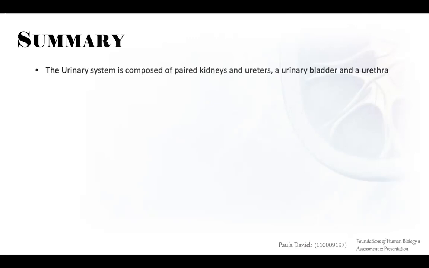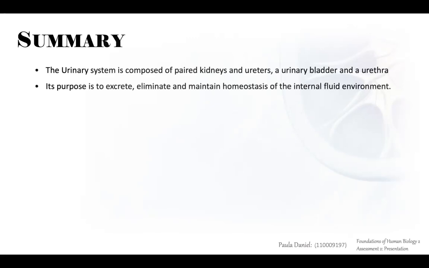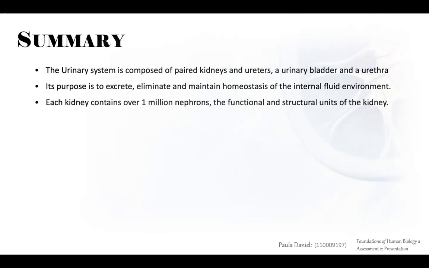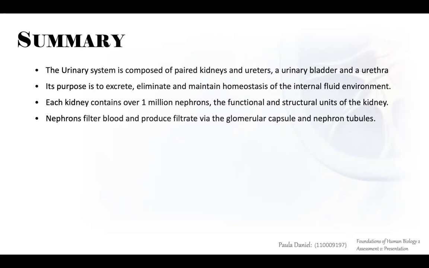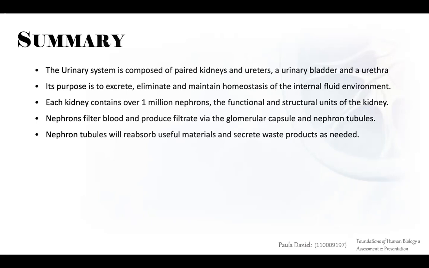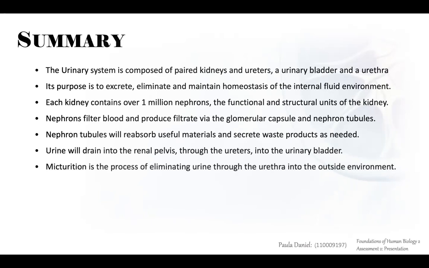In summary, the urinary system is composed of paired kidneys and ureters, a urinary bladder, and a urethra. Its purpose is to excrete, eliminate, and maintain homeostasis of the internal fluid environment. Each kidney contains over 1 million nephrons, which are the functional and structural units of the kidney. Nephrons filter blood and produce filtrate via the glomerular capsule and nephron tubules. Nephron tubules will reabsorb useful materials and secrete waste products as needed. Urine will drain into the renal pelvis through the ureters into the urinary bladder. Micturition is the process of eliminating urine through the urethra into the outside environment.